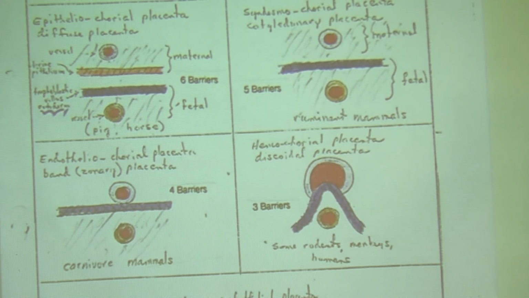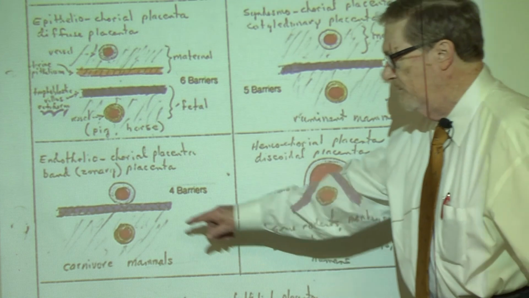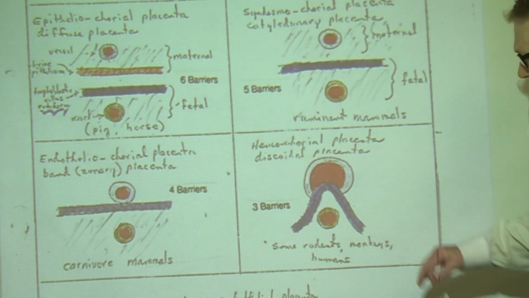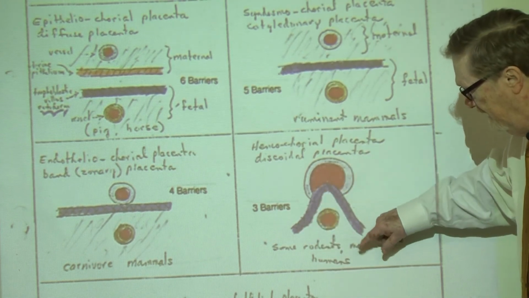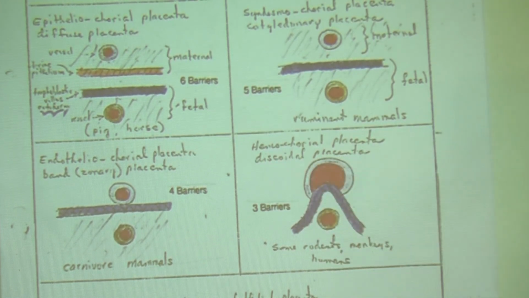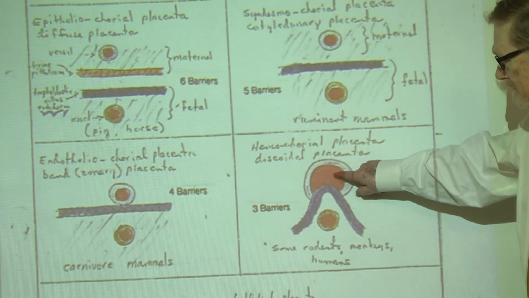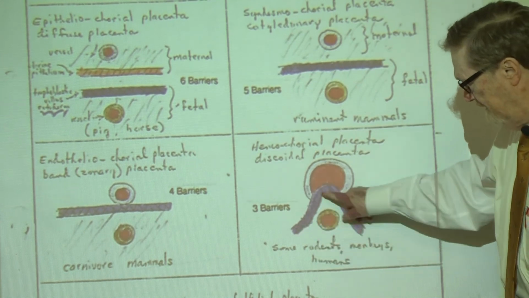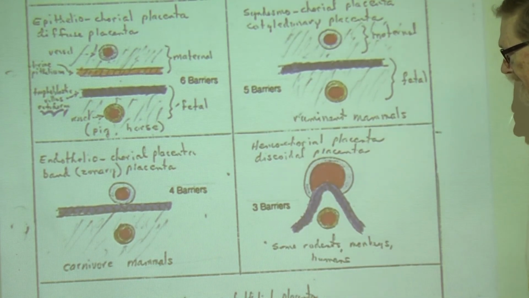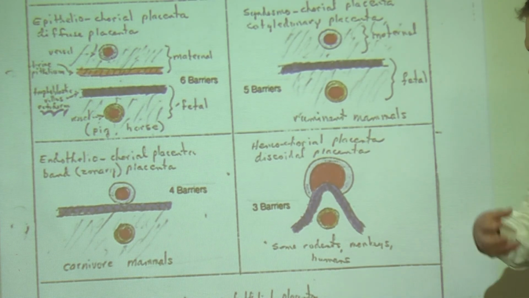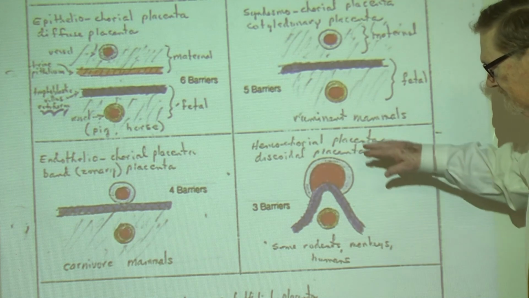And then finally, if you go to 3 barriers, the wall of the maternal blood vessel is no longer a problem. The maternal blood vessel wall breaks, and what we have is just a bunch of villi bathed in maternal blood. Guess what? That's us, humans, and rats. And this is called hemo, blood, chorional ectoderm, hemochorial placenta. And we notice that the villi are in a disc in one area, a discoidal placenta with 3 barriers.